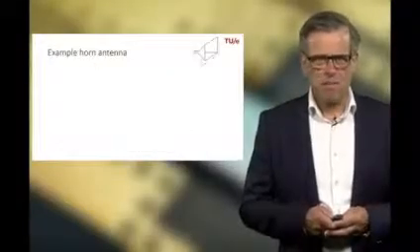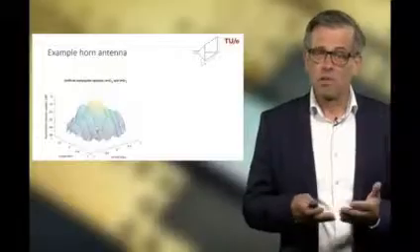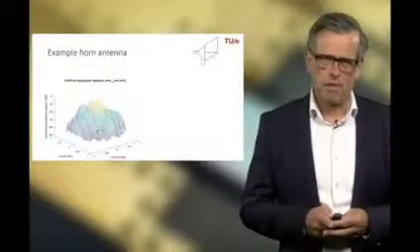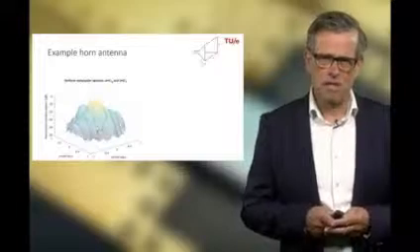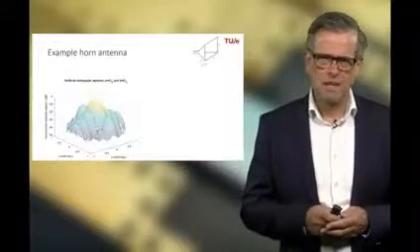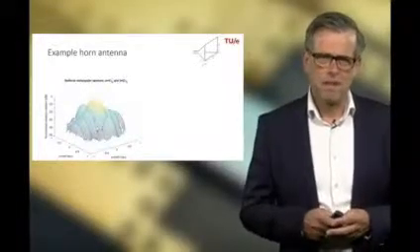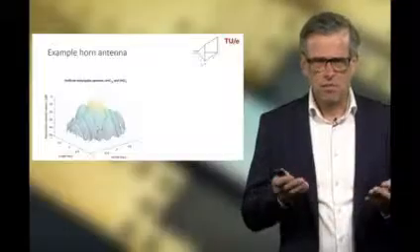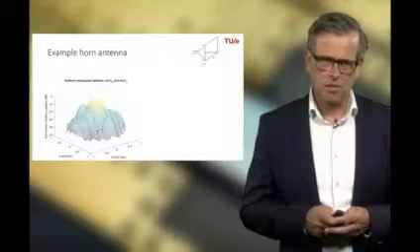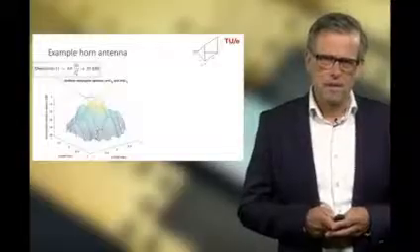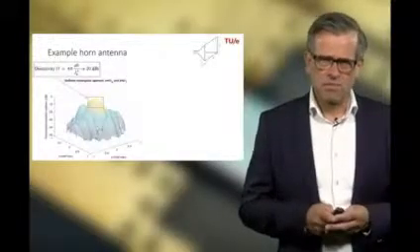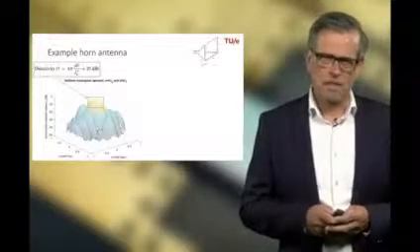So let's look at an example of a horn antenna modeled as a uniform aperture. In this example we have an aperture with a size A is 4 lambda and B is 2 lambda, and the three-dimensional radiation pattern is plotted here in terms of U and V coordinates.